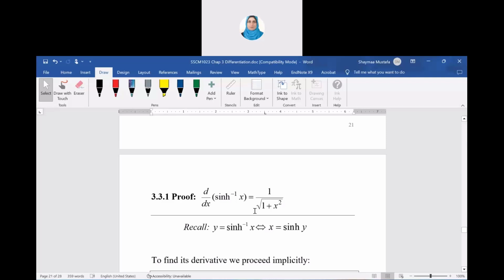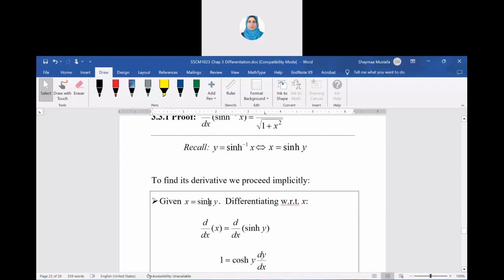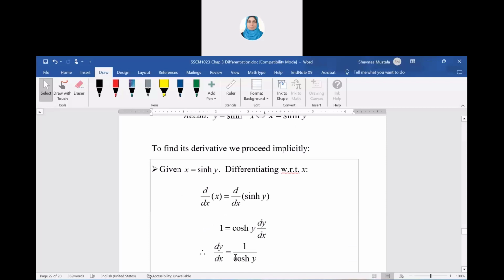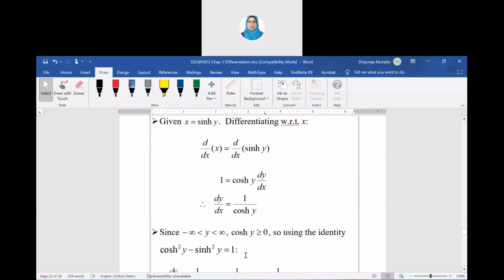By the same method that I used for inverse trigonometric functions: y is equal to sine inverse x, so you need to find dy over dx. Just take sine for both sides, so sine y will be equal to x. Then do the implicit derivative. The derivative for x is 1. The derivative for sine y is cos y dy over dx, which means that dy over dx is 1 over cos y.